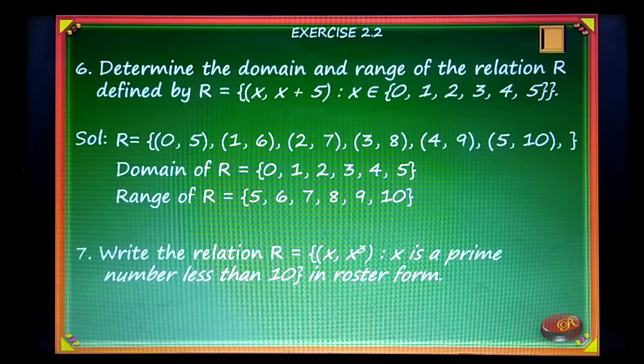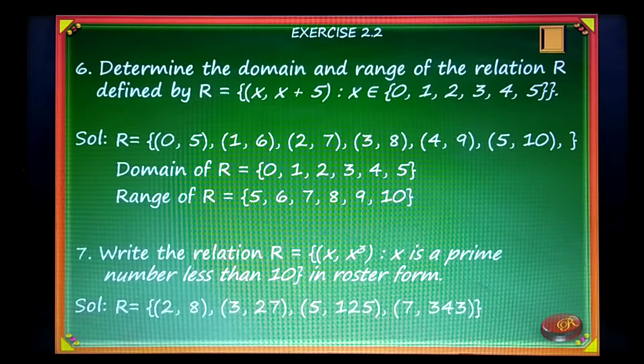Since cube of 2 is 8, cube of 3 is 27, cube of 5 is 125, cube of 7 is 343. Therefore, R = {(2, 8), (3, 27), (5, 125), (7, 343)}.